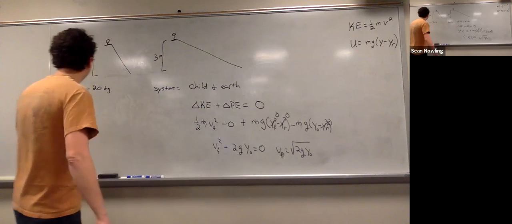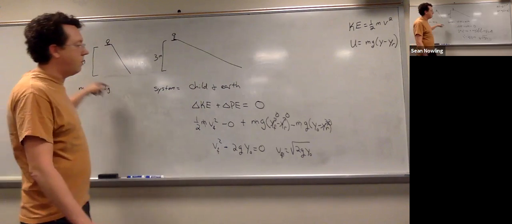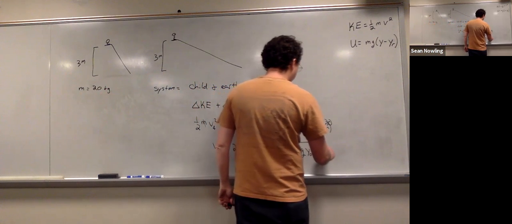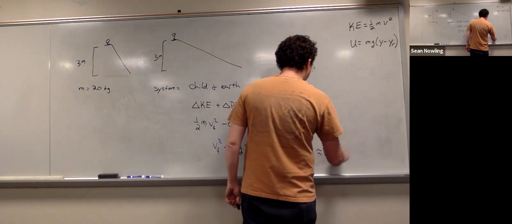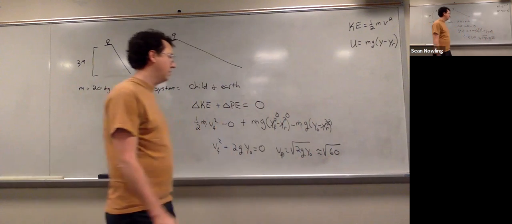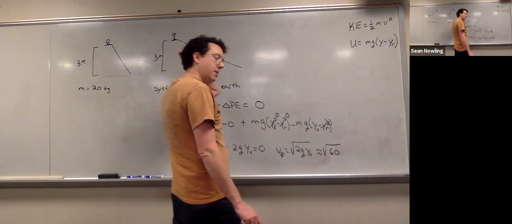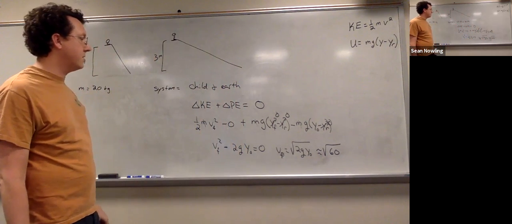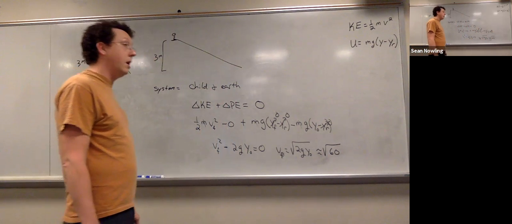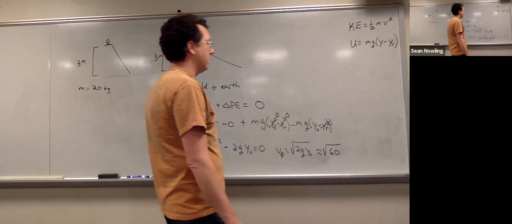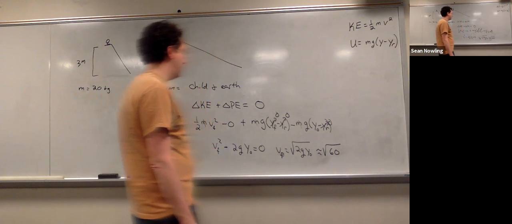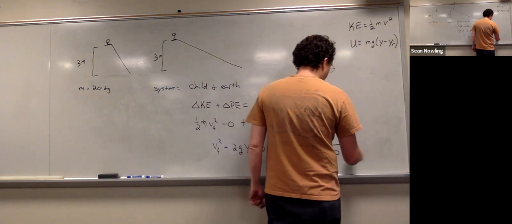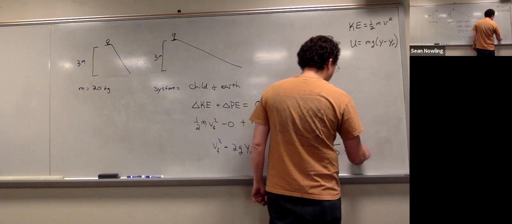Let's finish this off and get some numbers. I said that y initial is 3. So that makes this the square root of 60 meters per second. And now if I think about that, 8 times 8 is 64, 7 times 7 is 49. So it's a little closer to 8 times 8 than it is 7 times 7. So I'm going to guess something like 7.75 or something like that, 7.7.